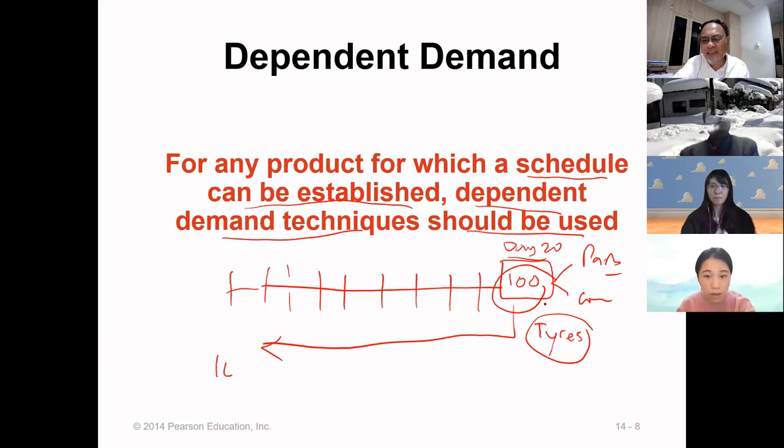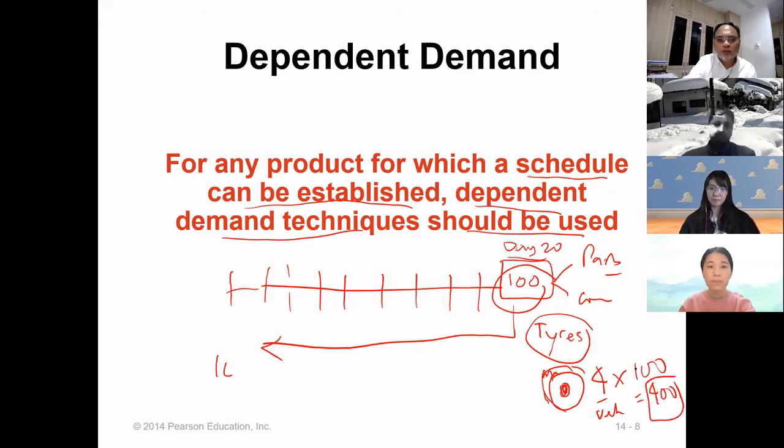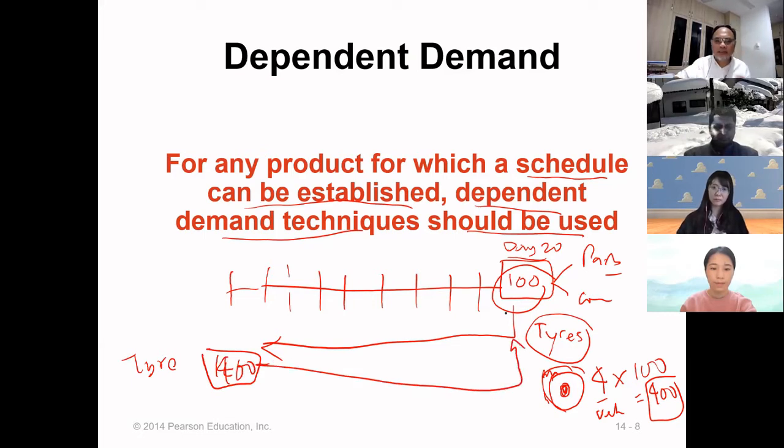Yeah, I know, tires. Naturally, 4. Exactly 4. Okay, 4 tires. So you need 4 tires per car, per vehicle. So times 100 is going to be 400, correct? So this, for example, is tire. So you need to order 400 for it to arrive here. So that is what we talk about.